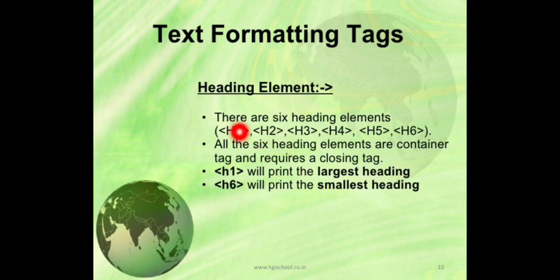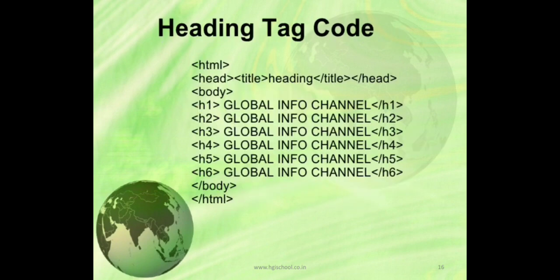Here the heading elements are of 6 types, H1 to H6. All 6 heading elements are container tags and they require a closing tag. H1 will be the largest heading and H6 will be the smallest heading. So here we will see the example.